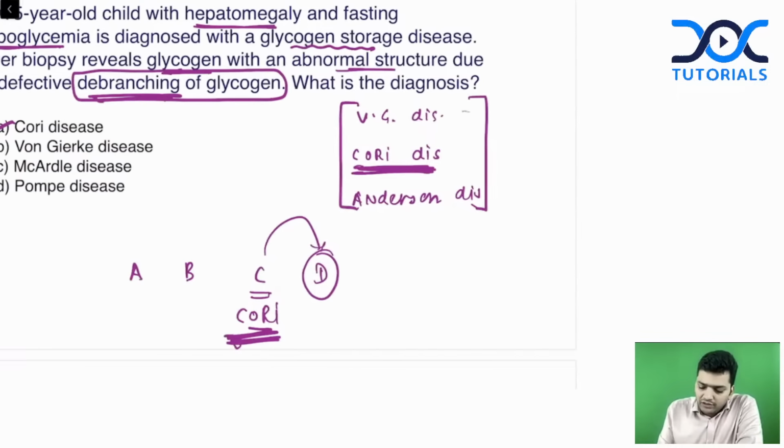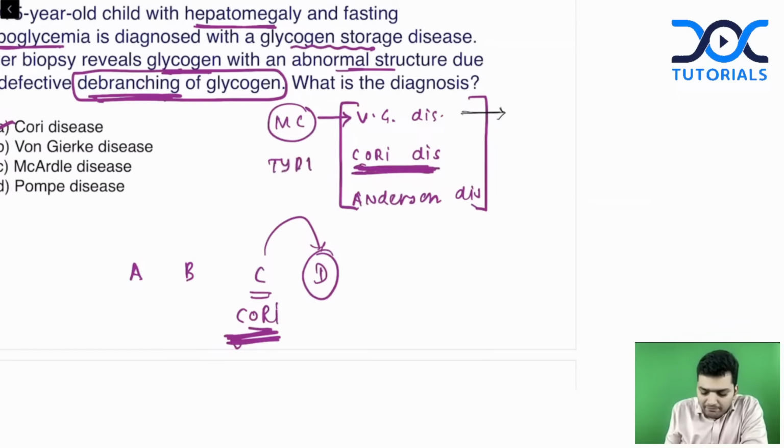Now, let's talk about von Gierke disease also, because that is the most common glycogen storage disease. That is type 1, and that is the most common. The answer here was von Gierke. The answer here was Cori, that was the type 3 glycogen storage disease. But the most common glycogen storage disease that we have in children is von Gierke.